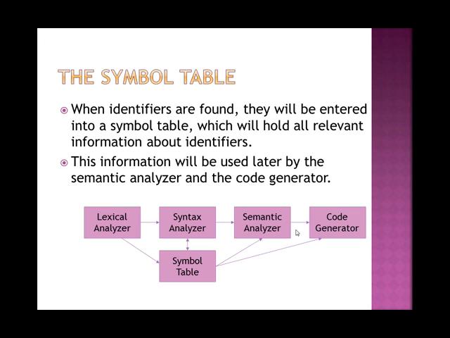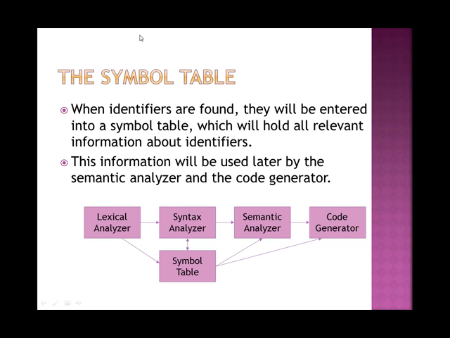The same concept I told you: the symbol table contains the symbol, which contains relevant information about the module. This information will be used later by the semantic analyzer and the code generator. So the symbol table contains the symbol with relevant information about the main module, and this information will be used by the semantic analyzer and the code generator.